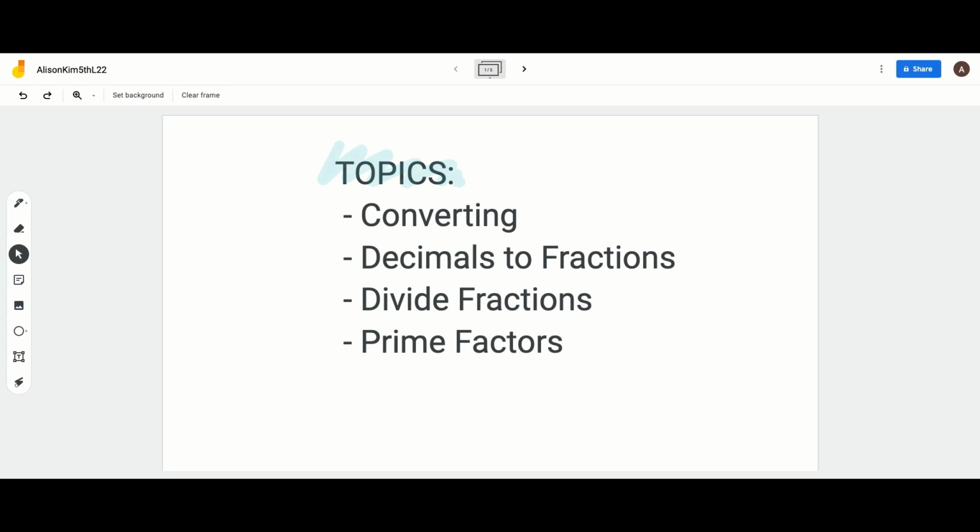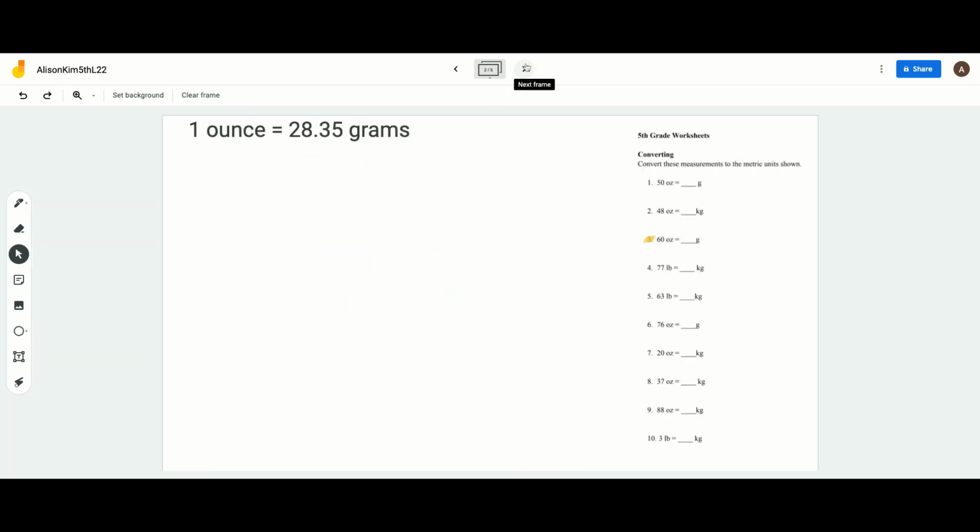Fifth graders, today we're going to learn about converting metric units, and we're also going to learn about converting decimals to fractions, and then we're going to learn how to divide fractions, and we're going to touch up on prime factors. So let's get started with converting metric units. We're going to do number 3 together.